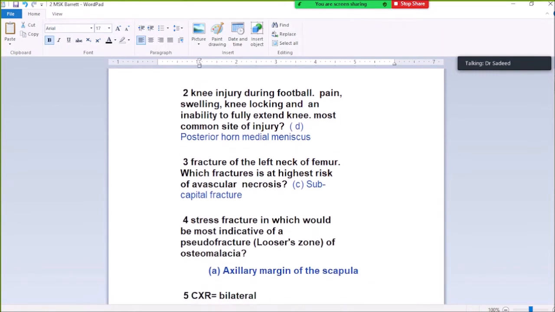Question number 2. Knee injury during football. Pain and swelling, and the knee is locking. Knee locking and inability to fully extend the knee joint. The most common site of injury is the middle meniscus, but which part of the meniscus? The posterior horn of the medial meniscus.